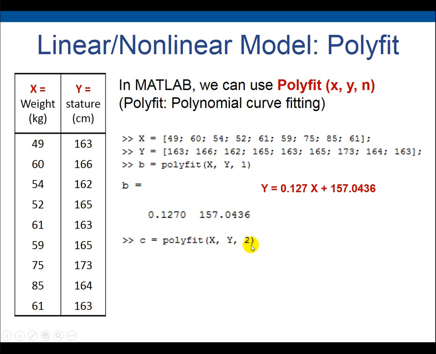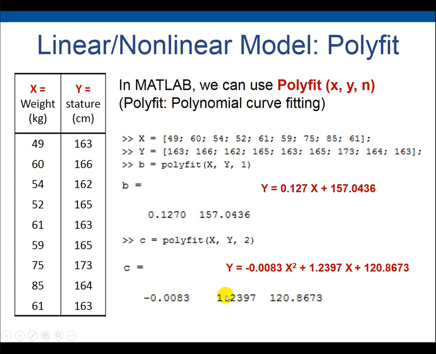Here's the thing though, if we increase the last number here to 2, then what is the answer for C? The C contains 3 values. The first one is the coefficient of the x squared term, this is the coefficient for the x term, and this is the intercept. So we can express it like this.